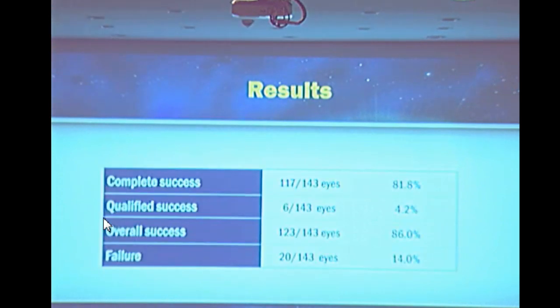Our results: we achieved almost 82% complete success with a mean follow-up of 3.5 years, ranging from 6 months to 10 years. The overall success rate is 86%, which hasn't been reported in our population with one procedure before. Not only that, but the most important feature of this procedure is the lack of complications. The only complications in this series were 4 cases of shallow chamber, 2 cases of hyphema, and 1 case of scleral ectasia, which was revealed later not to be an ectasia, but the iris going into the surgical wound. So this is very important.